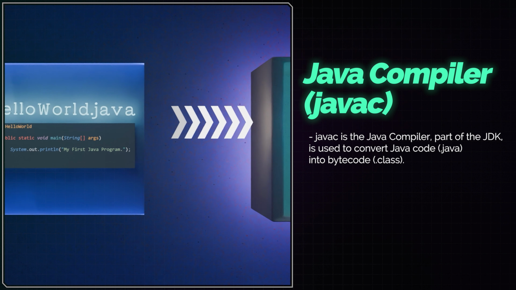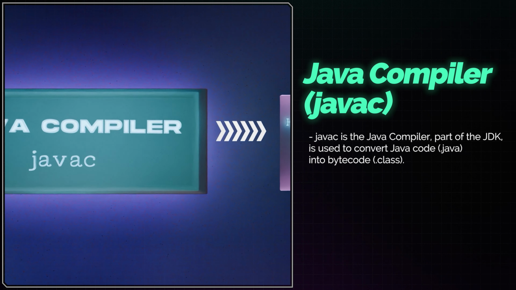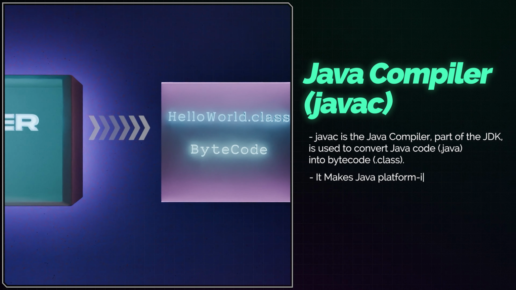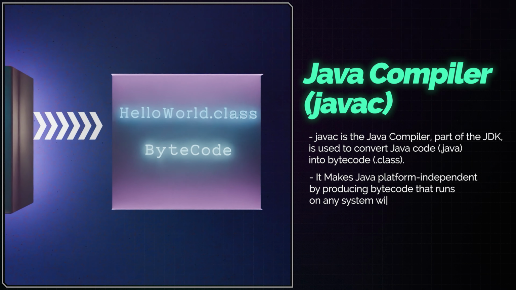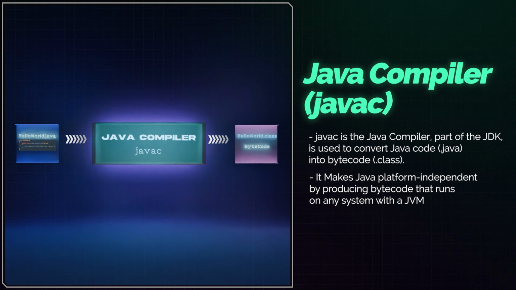The javac tool is the Java compiler which comes included with JDK. It takes your .java file written in plain Java code and converts it into a .class file that is filled with bytecode. This is the code which your machine actually understands. And this is the key to Java's cross-platform magic. The .class file can run on any machine with a JVM, no matter the operating system.